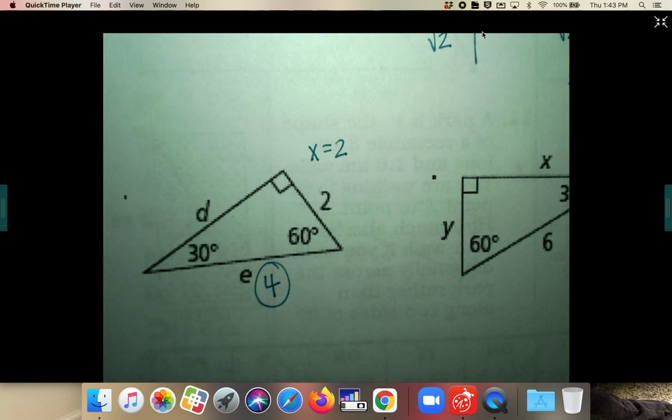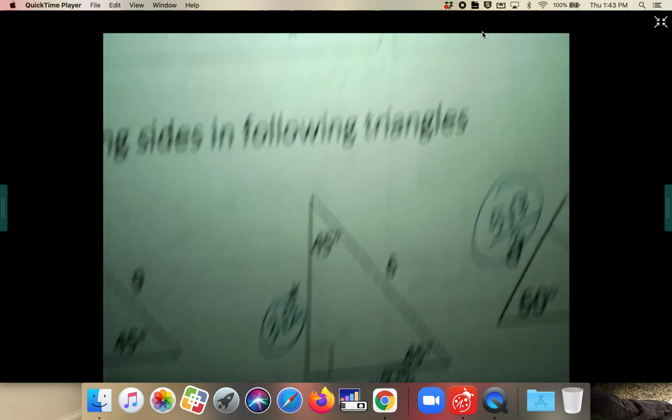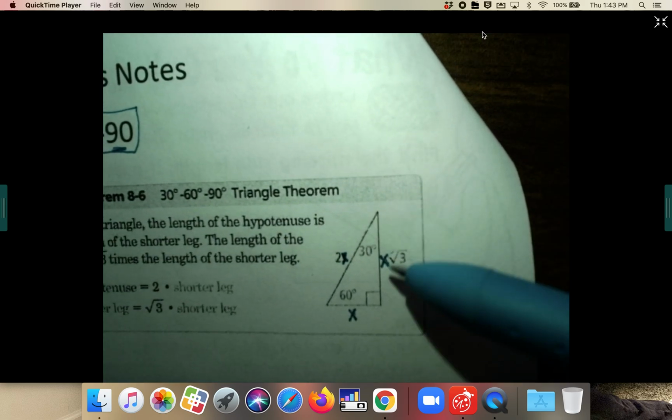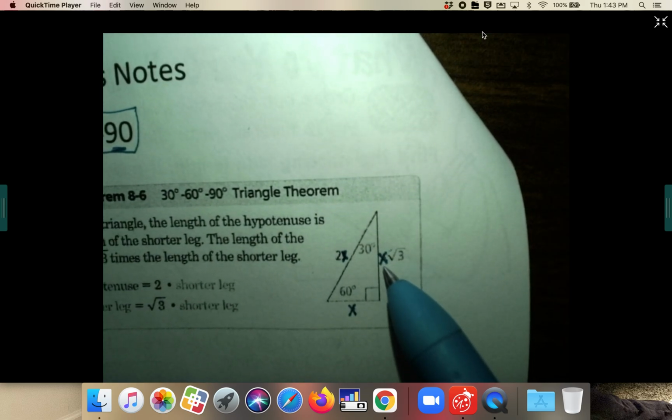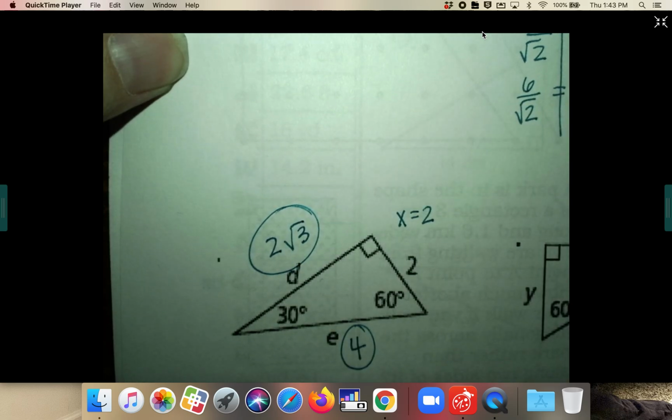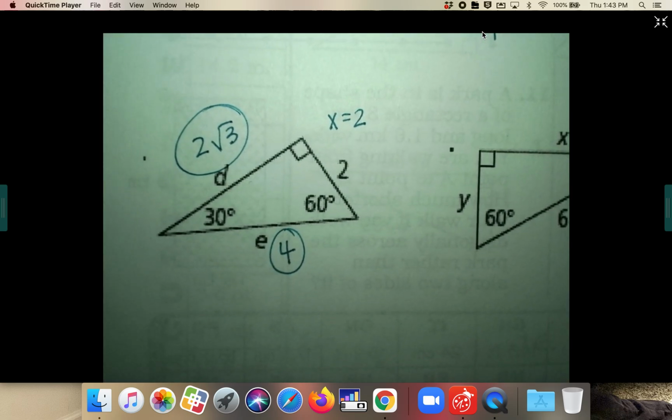And then our long leg, I'm just going to glance up here again, make sure I'm looking at this right. Our long leg is whatever x is, which by the way was 2, times the square root of 3. So you just have to write it like that, 2 times the square root of 3. And that one's done without doing any math.